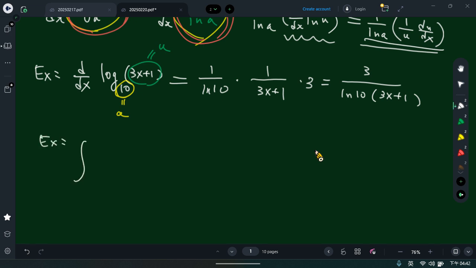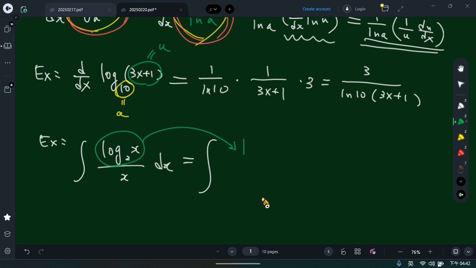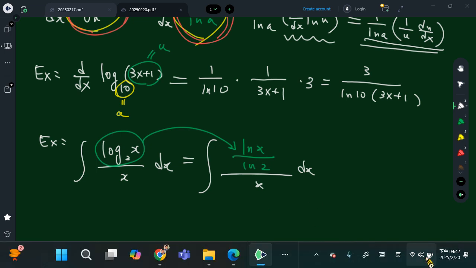For example, if I ask you to calculate this one, right? You can see we just face a general logarithmic function here again, but its base is 2. So as I told you, remember, convert this part into ln x over ln 2, then over x, then dx. So then you will just face a problem about 1 over ln 2 integral ln x over x dx.